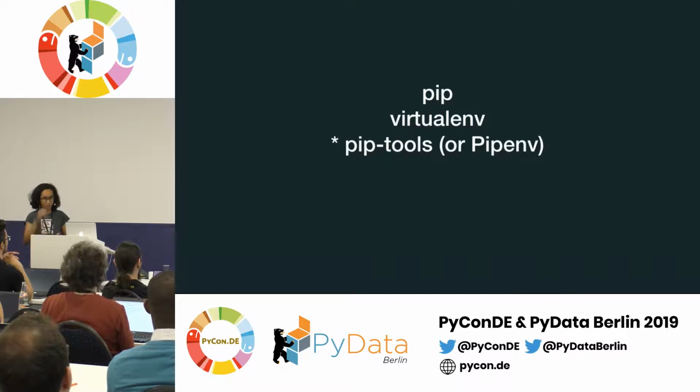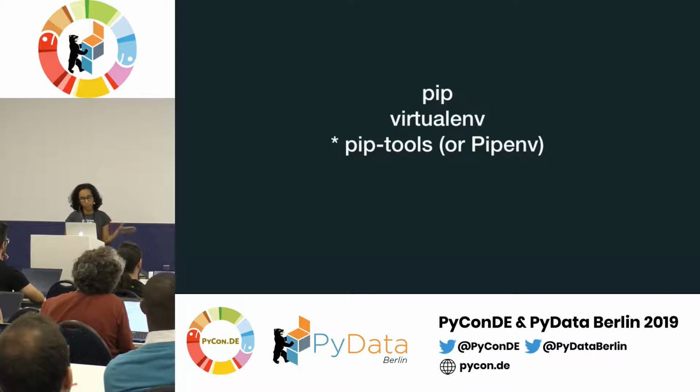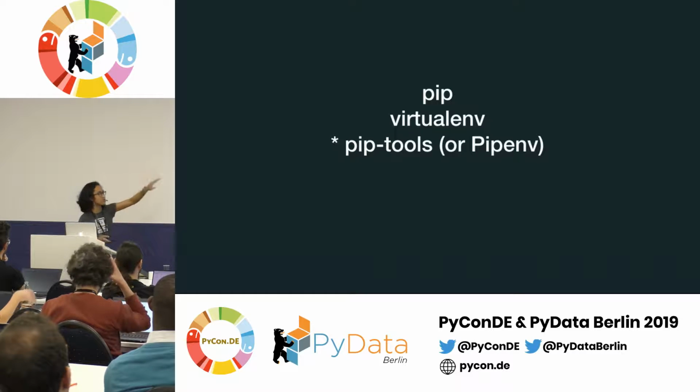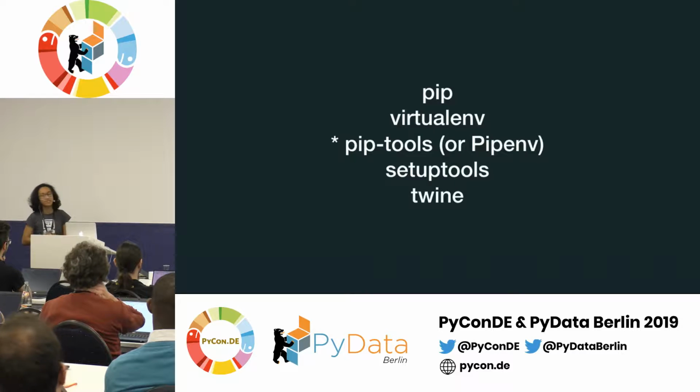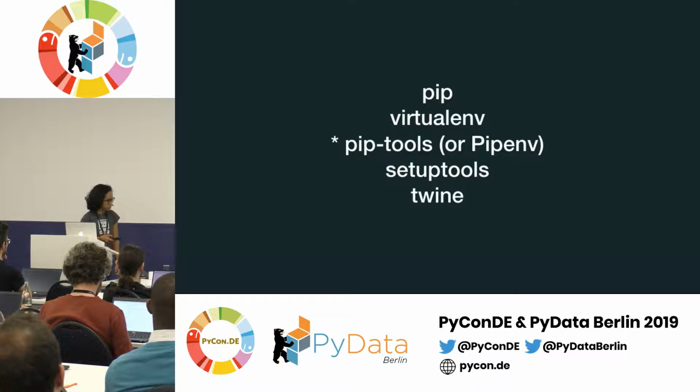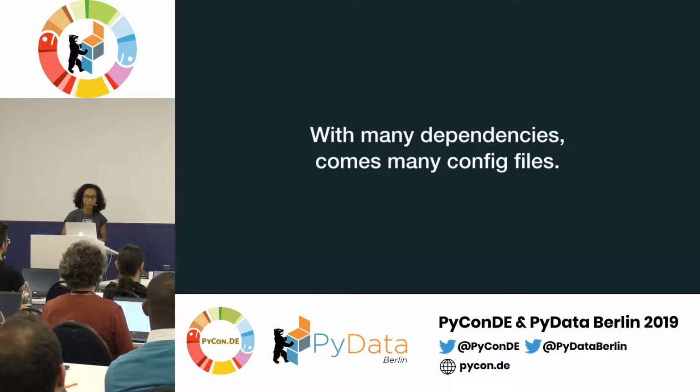If you want to develop a library, you usually need at least pip to install, virtualenv to isolate app-specific dependencies, and something like pip-tools or pipenv to manage your dependencies. Or you don't need the last part at all. Some people don't use it, but it's nice to use, for sanity. And if you want to distribute a library, you need even more things, because you also need setuptools to define projects and create source distributions, and twine to upload to PyPI. So yeah, with many dependencies come many config files.